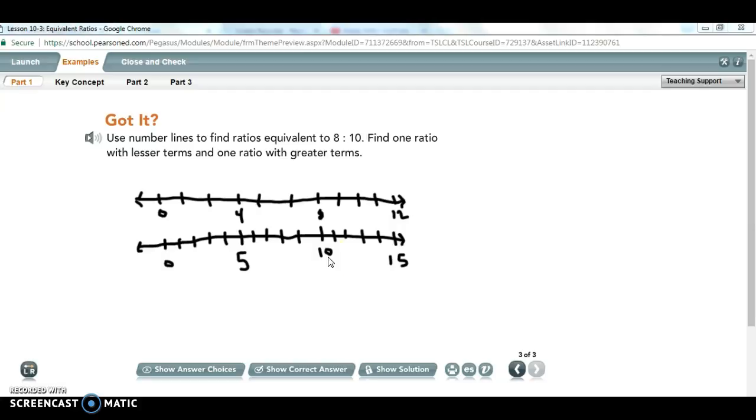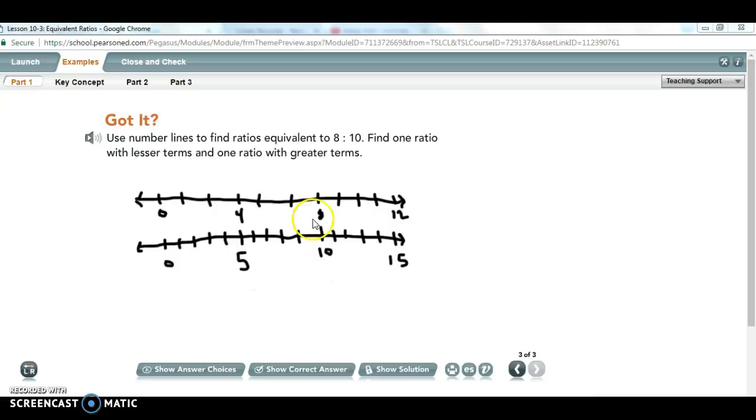So I know that 4 to 5 is an equivalent ratio to 8 to 10. And then moving forward, I found out that 12 to 15 is an equivalent ratio to 8 to 10. This concept is very tricky when you are trying to make your number lines. How I knew all of these were equivalent is because I know my multiples and I know my factors.